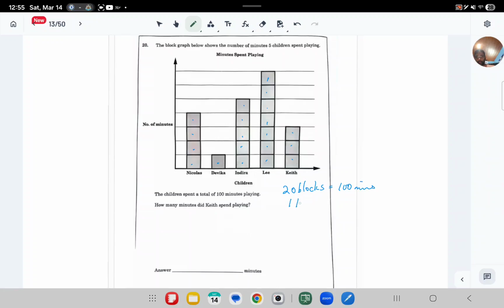So let's find for one before we find for many. So one block is equal to 100 divided by 20. That will give us 5 minutes. So one block represents 5 minutes. So based on this information, I'll decide how many minutes did Keith spend. So Keith would be 1, 2, 3 blocks. 5 multiplied by 3, which is equal to 15 minutes.